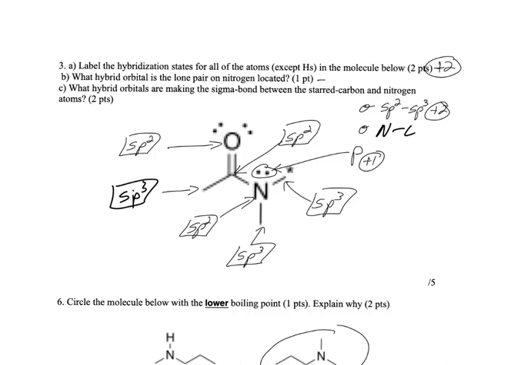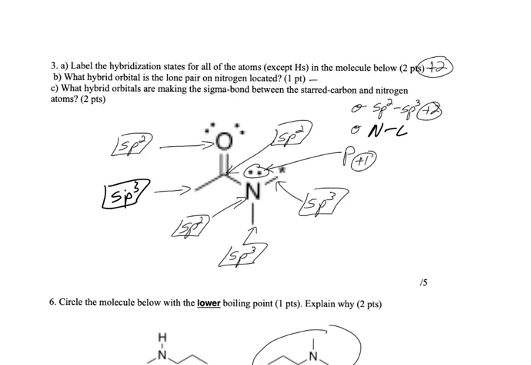All right, label the hybridization states for all the atoms. Right, for all the atoms except for hydrogens. sp3 hybridized, no pi bonds. sp2, 1 pi bond. sp3, no pi bonds. sp3, no pi bonds. sp2, 1 pi bond.